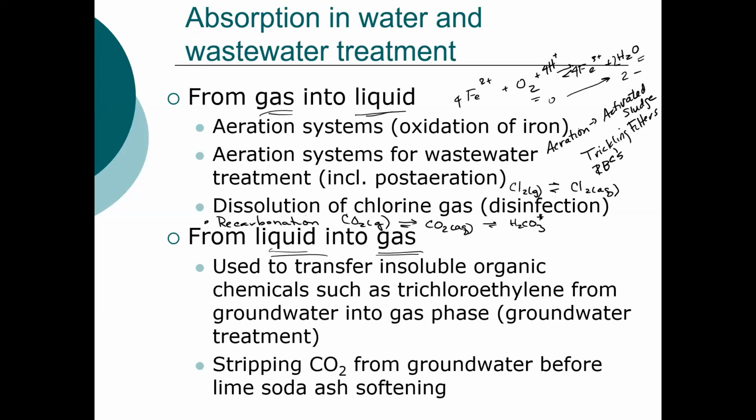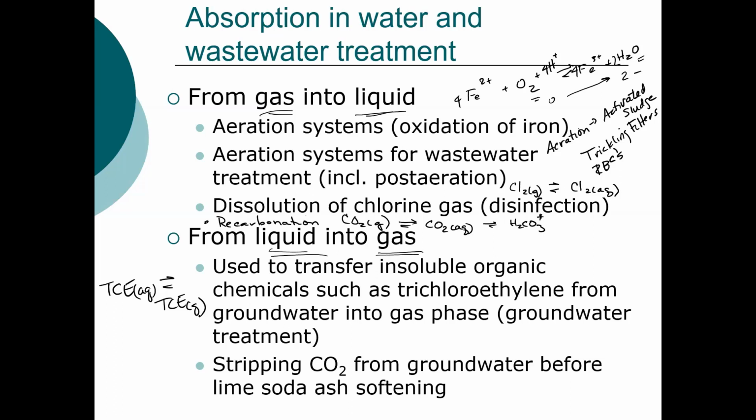Now, we can also talk about transferring chemicals from the liquid phase to the gas phase. So for instance, where we have groundwater contamination with, for instance, trichloroethylene, we have TCE. Now we start with TCE in the aqueous phase, and we're looking at transferring that TCE to the gas phase. Now, why would we want to do that? Well, because in some cases, it's more efficient to treat the chemical in the gas phase. So for instance, we can use catalytic oxidation to treat the TCE in the gas phase. We can also do the same in the aqueous phase, but it tends to be more efficient in the gas phase.